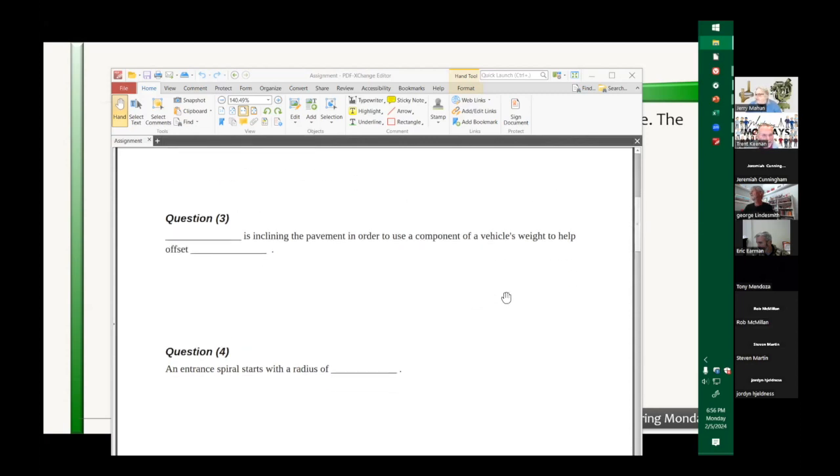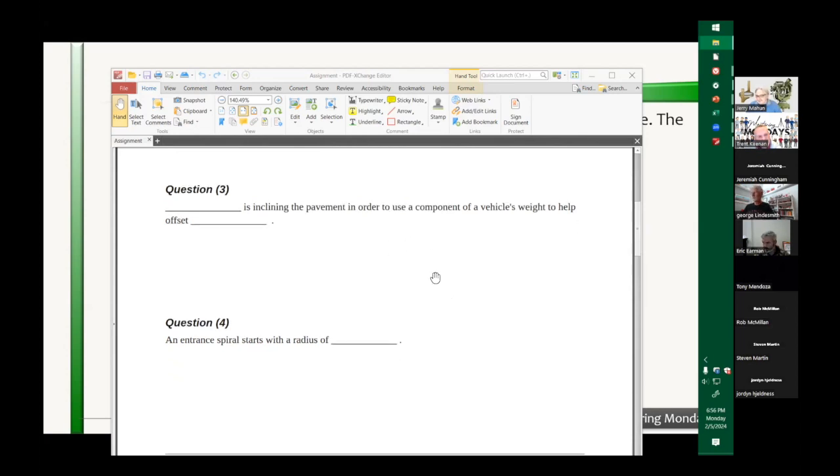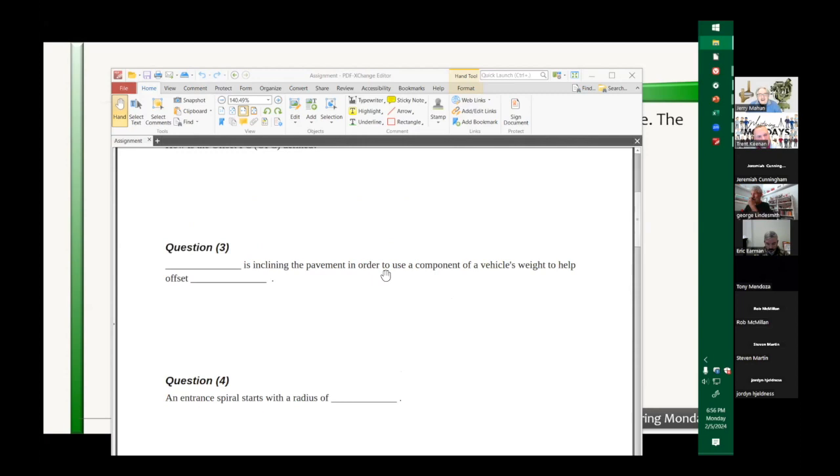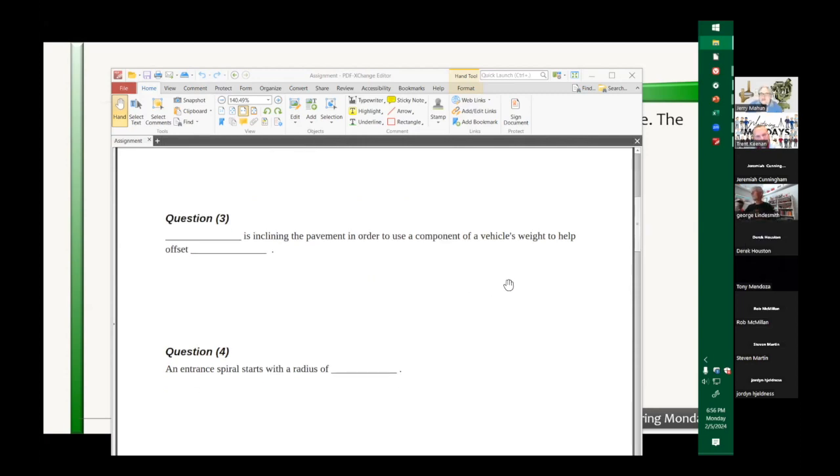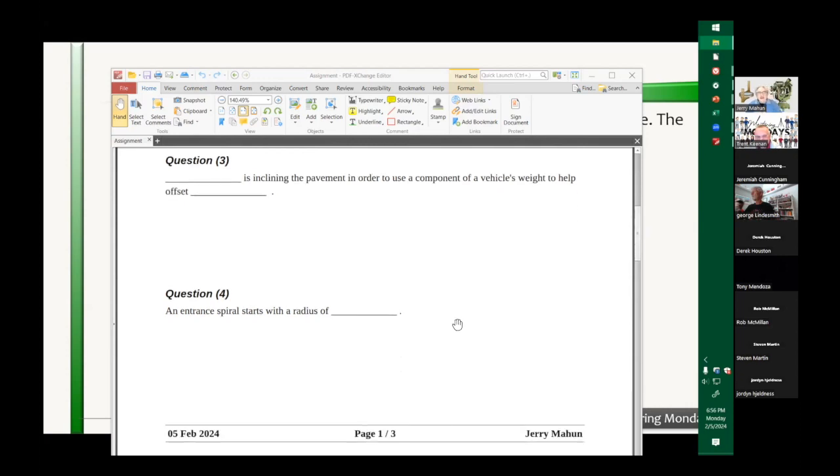Okay, we're on question 3 now. Blank 1 and blank 2, what are those? Cambering and lateral. Super centrifugal force. Right, there you go. Superelevation and centrifugal force. All right.